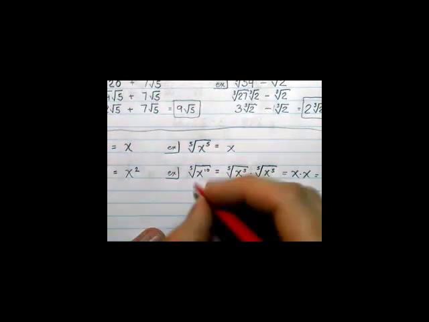Okay. Here's another way to look at it. Wait, but you're telling me 5, that doesn't make any sense. X times x equals x squared. So you're telling me the 5th root of x to the 10th is equal to x squared. Absolutely.